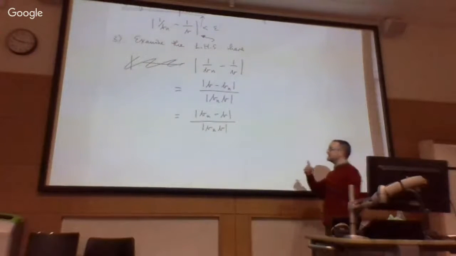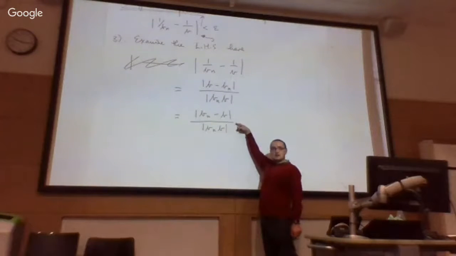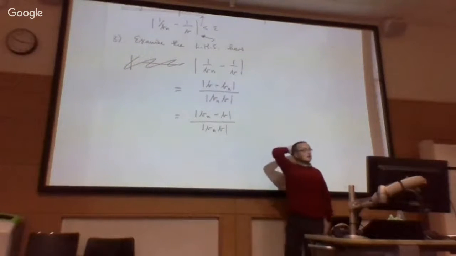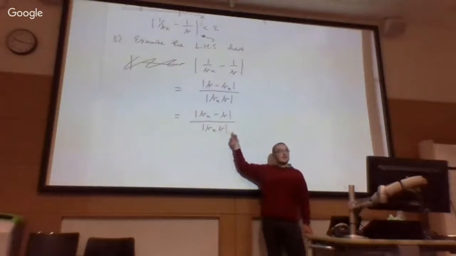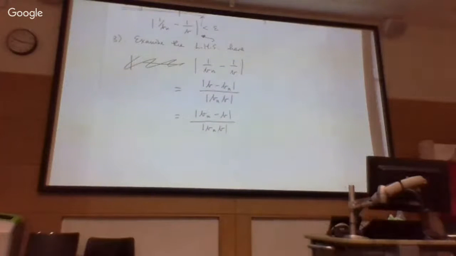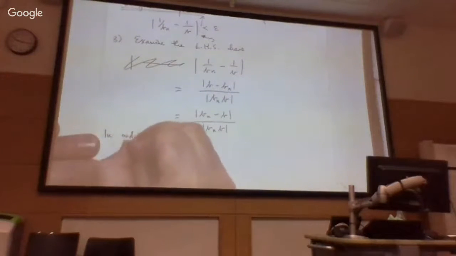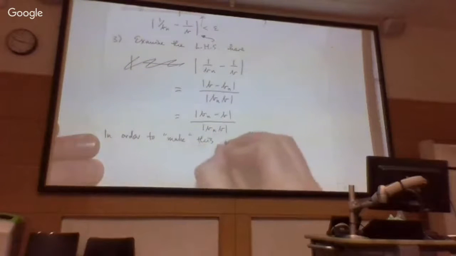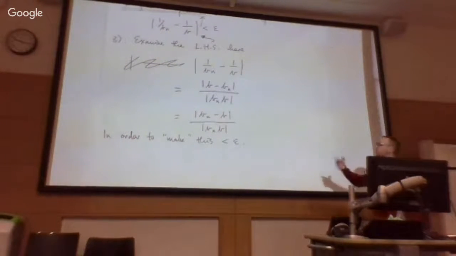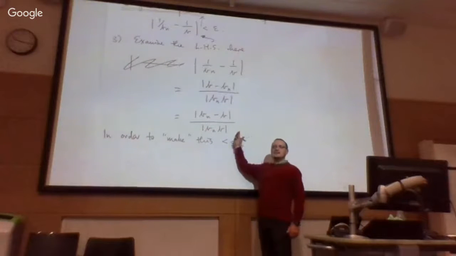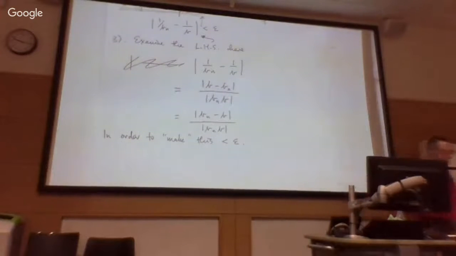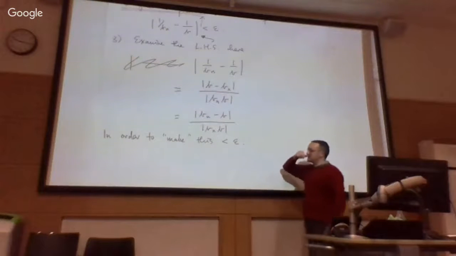Okay. And as I said before, when you're trying to make a fraction small, you have to make the numerator small, but you have to make the denominator large. Or in other words, you have to prevent the denominator getting too small. So in order to make this less than epsilon, what we really mean is find the point capital N after which this is always less than epsilon. We're making it less than epsilon by finding the point capital N.